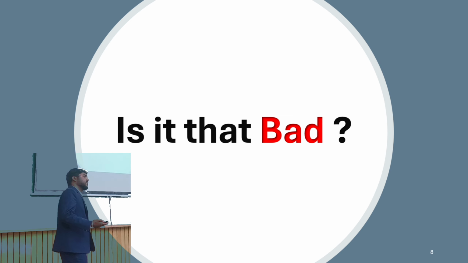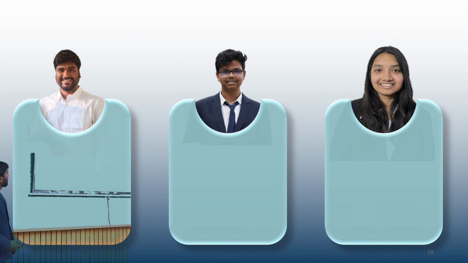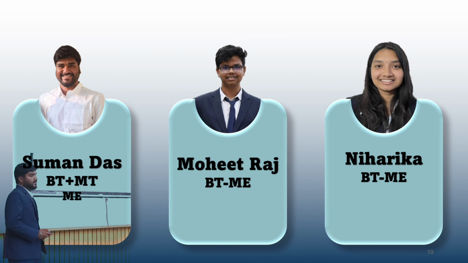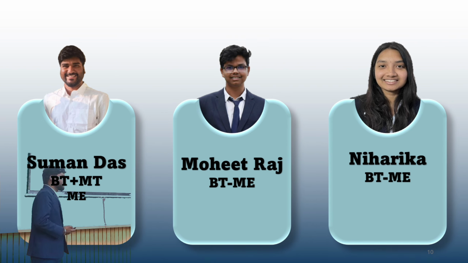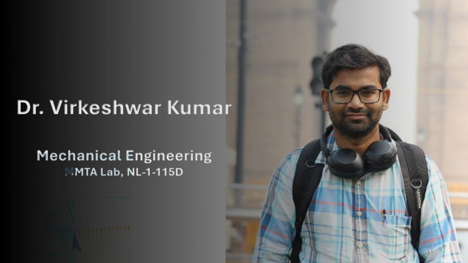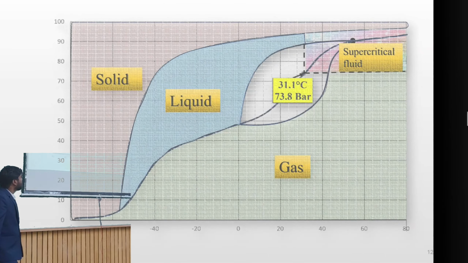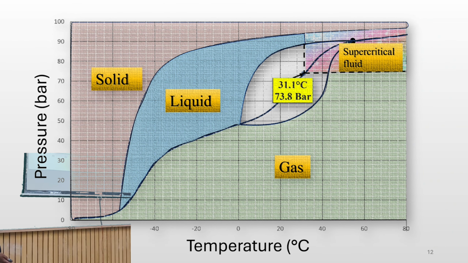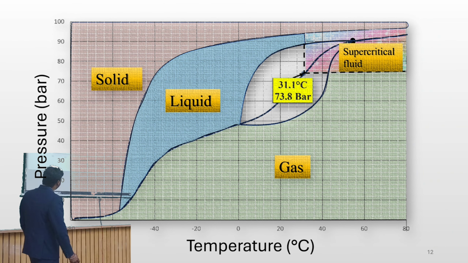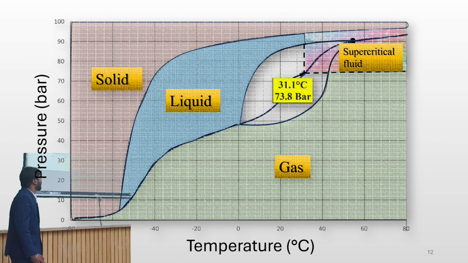In order to find that out, me and my team here at IIT Kanpur, under the guidance of Dr. Suman in the Department of Mechanical Engineering, tried to find out the good aspects of carbon dioxide. So let us look at the P-T diagram of carbon dioxide. You can see this is the normal pressure graph of carbon dioxide.